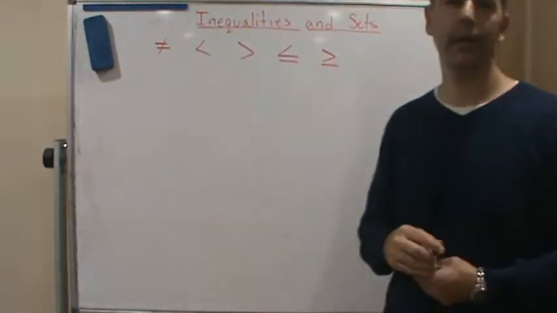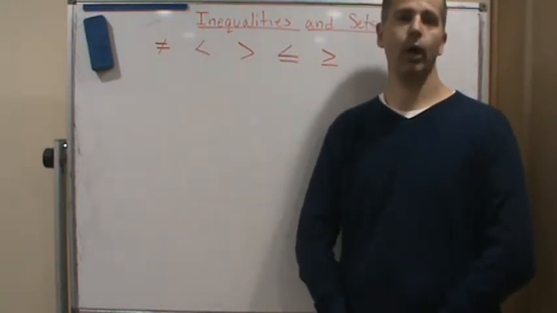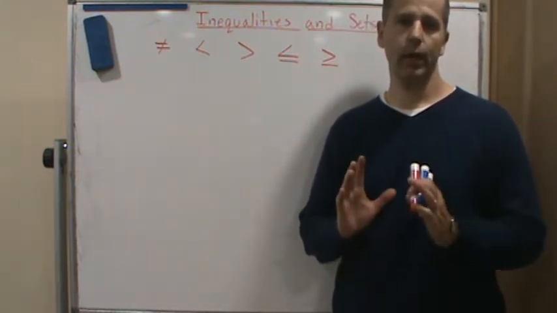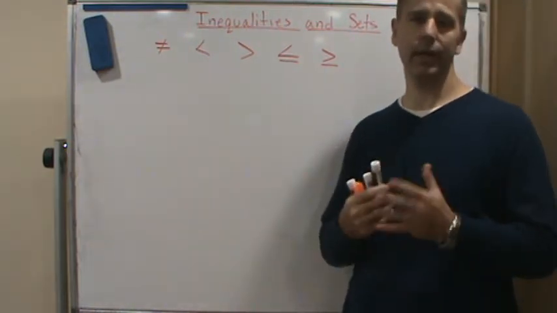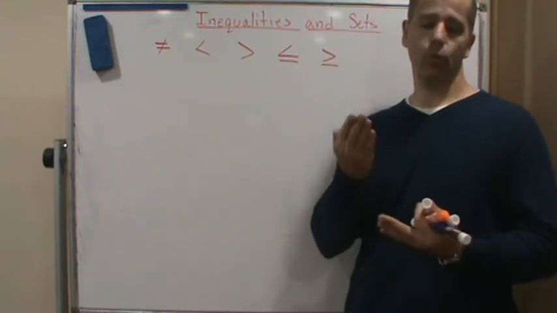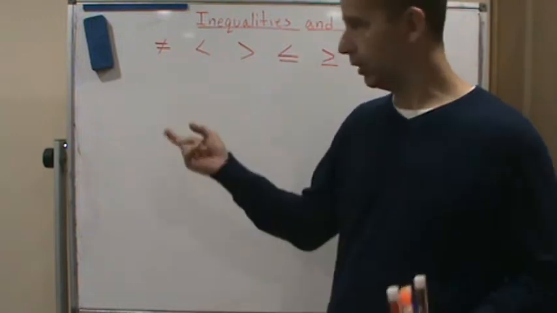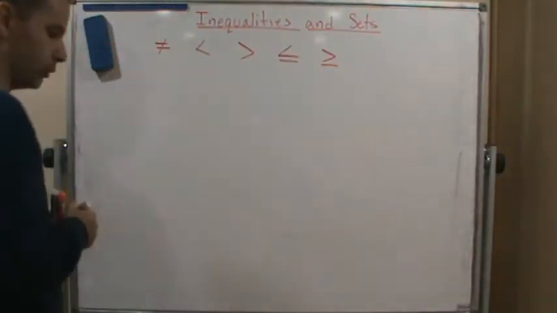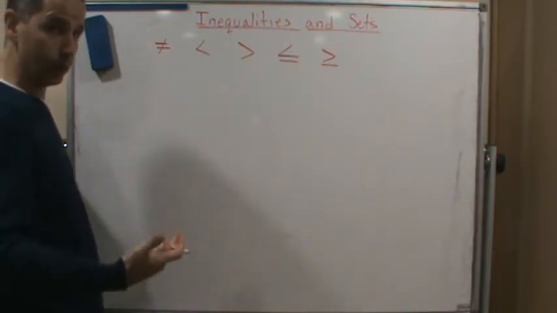Okay, so welcome. In this video, we're going to start talking about inequalities and sets. We'll get to that in a minute, but first, what is an inequality? An inequality is a symbol that tells us that something is not equal to something else. For example, the first one I've written here is not equal to.